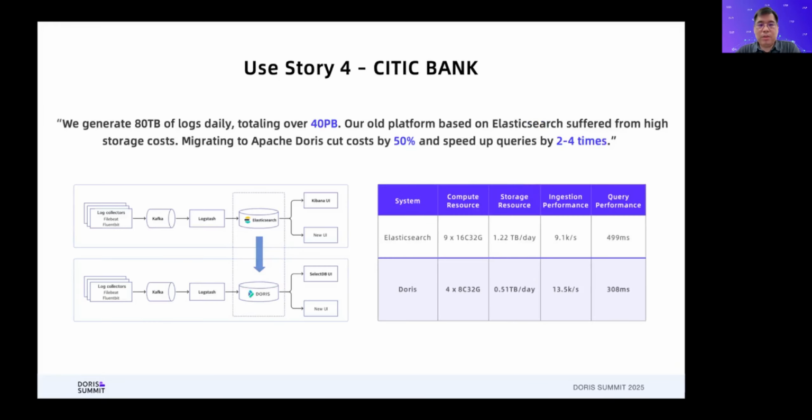The fourth user story is from a bank. They generate 18 terabytes of logs every day, totaling over 40 petabytes. The old platform based on Elasticsearch suffered from high storage cost. So migrating to Apache Doris cut costs by 50% and sped up queries by 2 to 4 times.